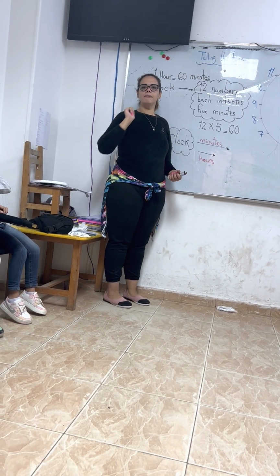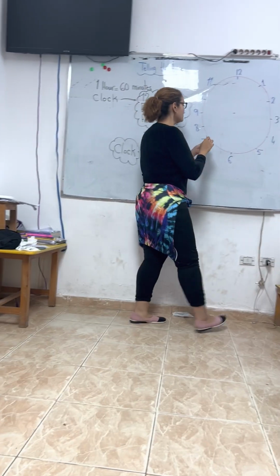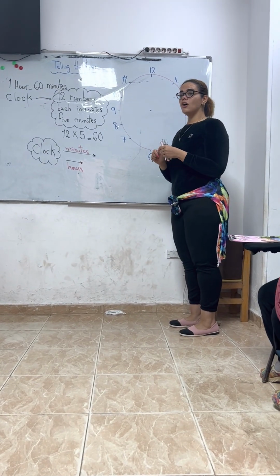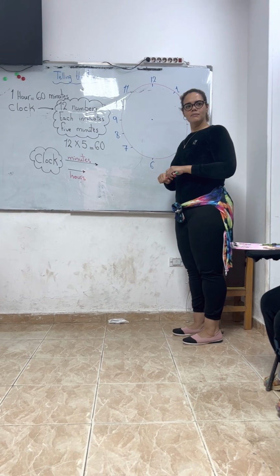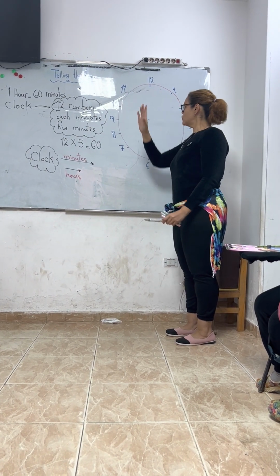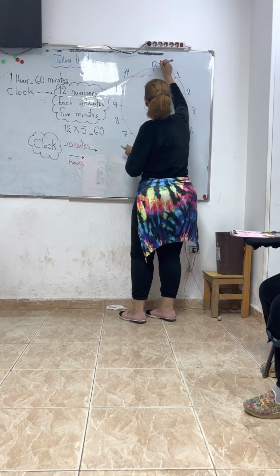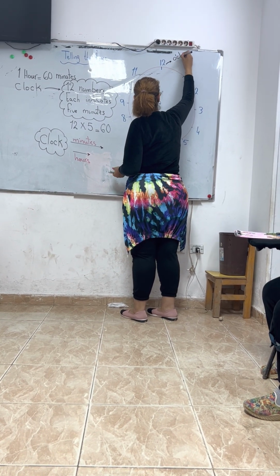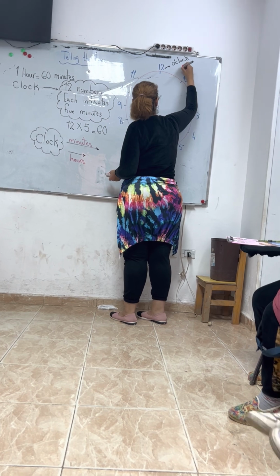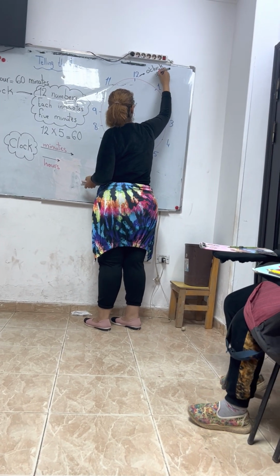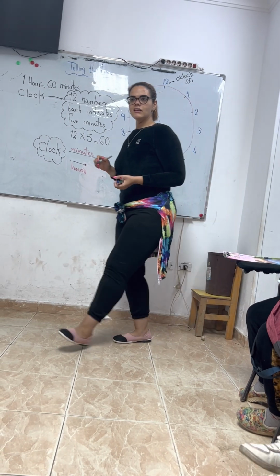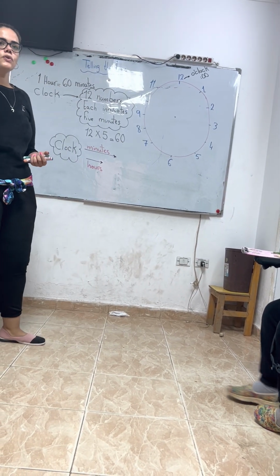So listen. When the longest arrow comes and points to 12, that means o'clock. And the time is going to be written like this, 2 zeros.